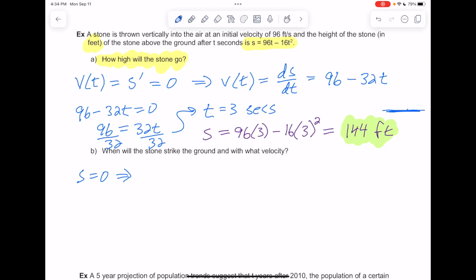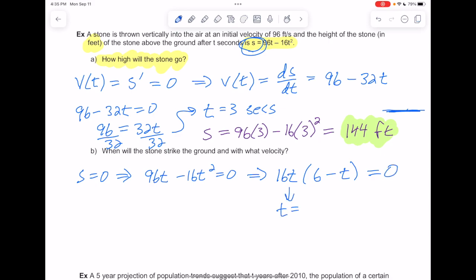Not s equals 0, but s from our position function. So that would be 96t minus 16t squared equals 0. So we want to go ahead and solve that. We can factor out a 16 and a t. That would leave a 6 minus t. So we have two places where this is equal to 0. One of them is when t is equal to 0, and the other one is when t equals 6.